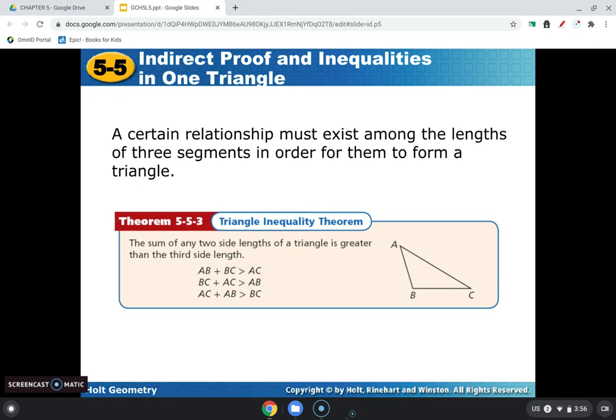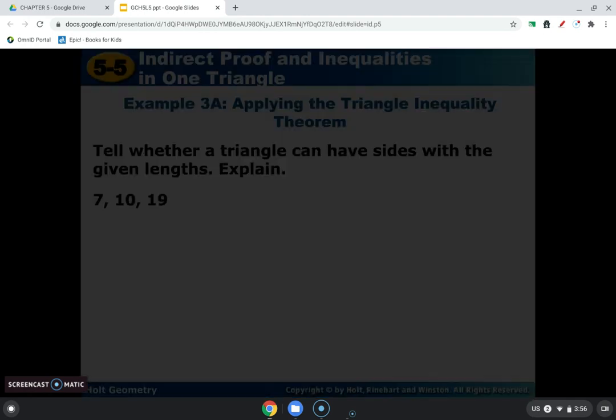A certain relationship must exist among the lengths of three segments in order for them to form a triangle. Meaning, the sum of any two side lengths of a triangle is greater than the third side length. So AB plus BC is greater than AC. BC plus AC is greater than AB. AC plus AB is greater than BC.